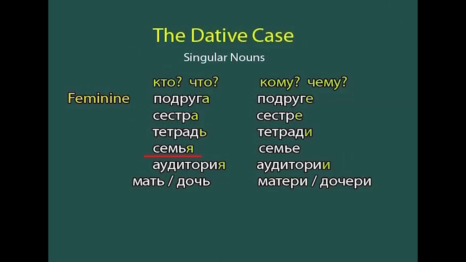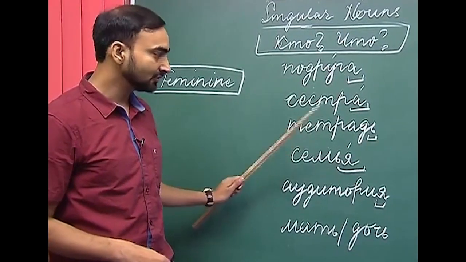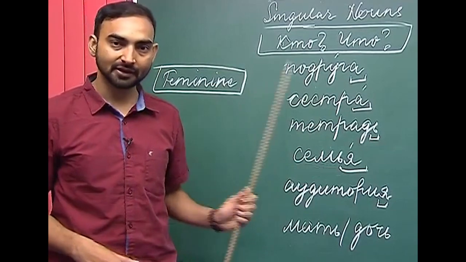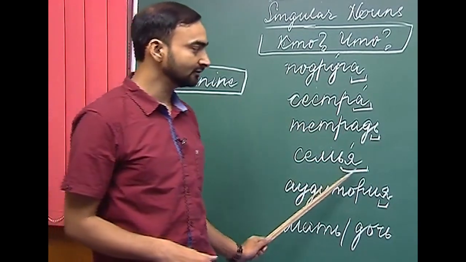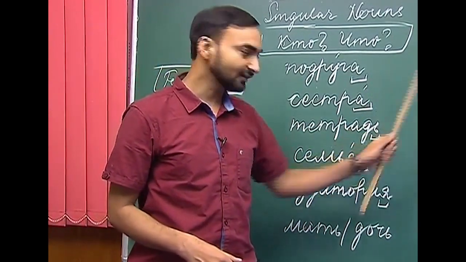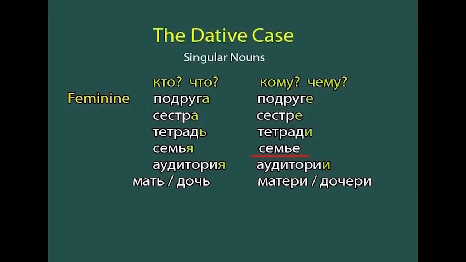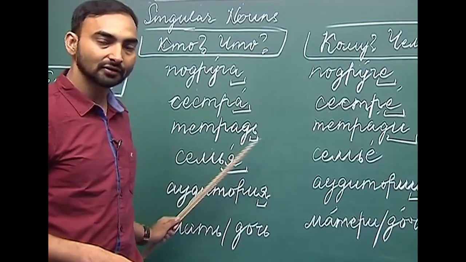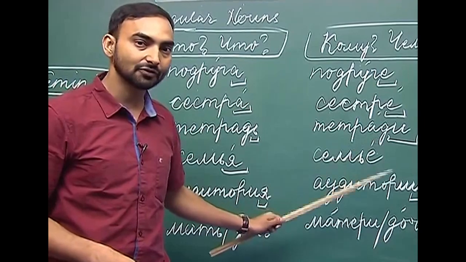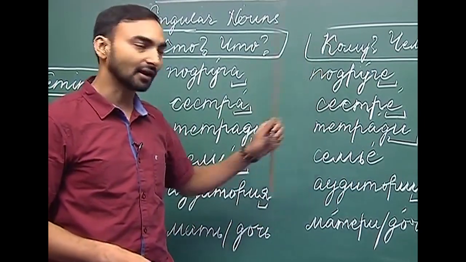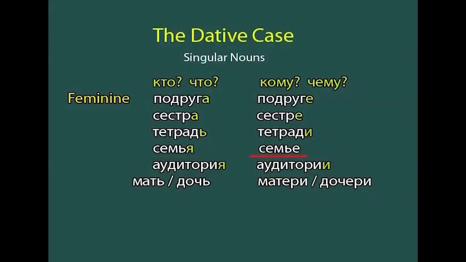Simya ends with ya. So, what happens when feminine nouns with a ya ending are used in the dative case? This ya is replaced with ye. The vowel ya is replaced with ye to get its dative case counterpart. Simya, simye. Simya is family.